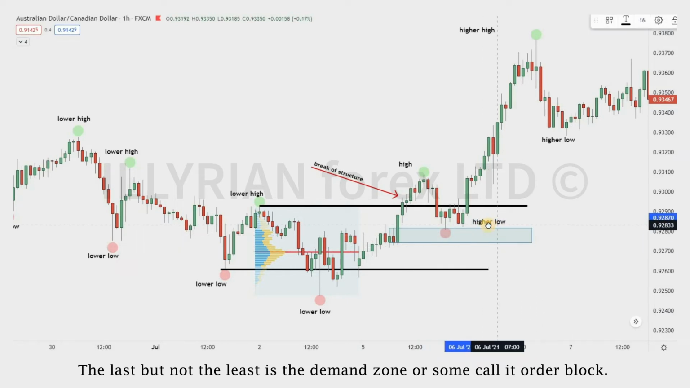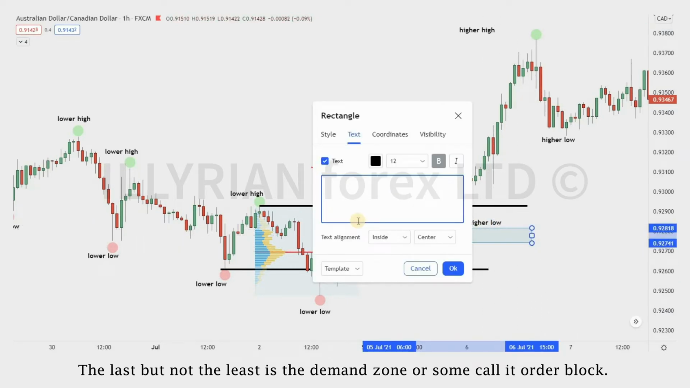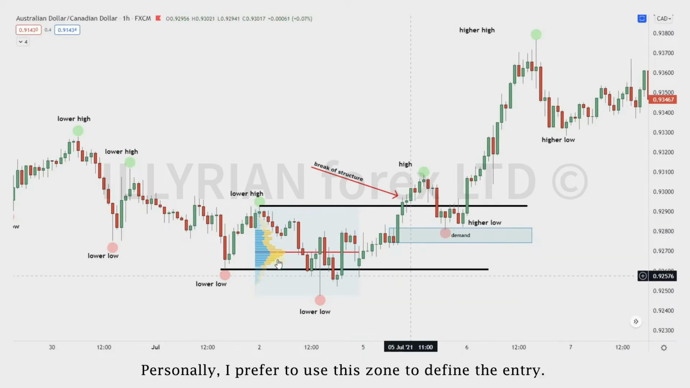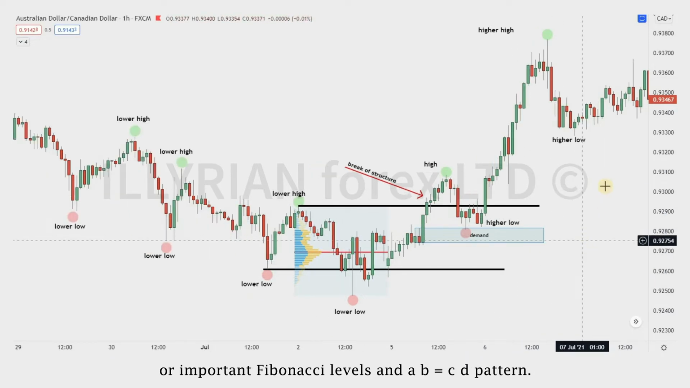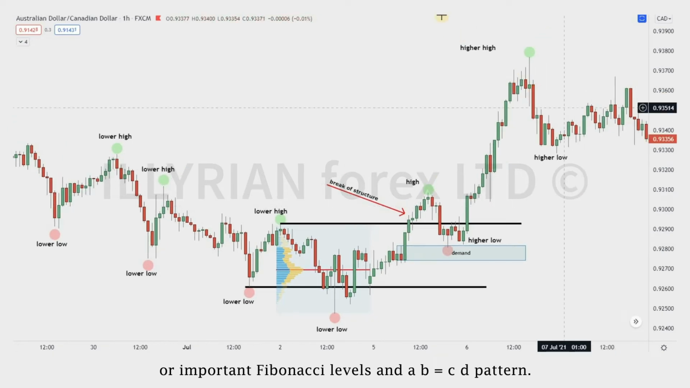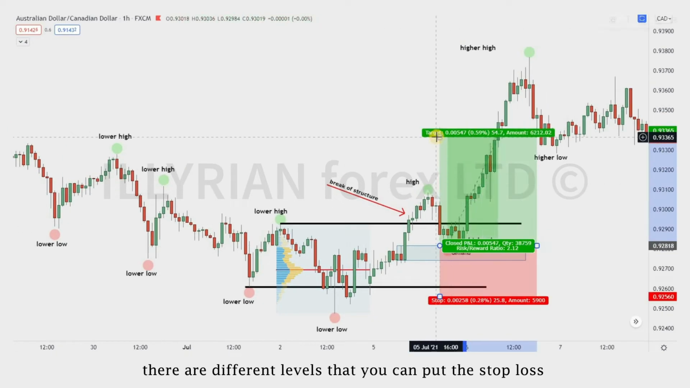The last but not the least is the demand zone, or some call it order block. Personally, I prefer to use this zone to define the entry. I suggest using it in correlation with other elements such as a fresh point of control or important Fibonacci levels, and a B equals CD pattern.